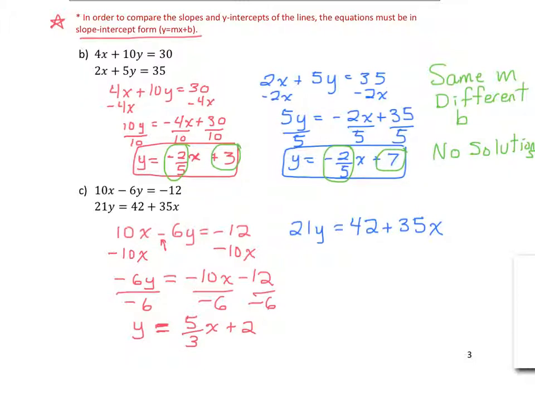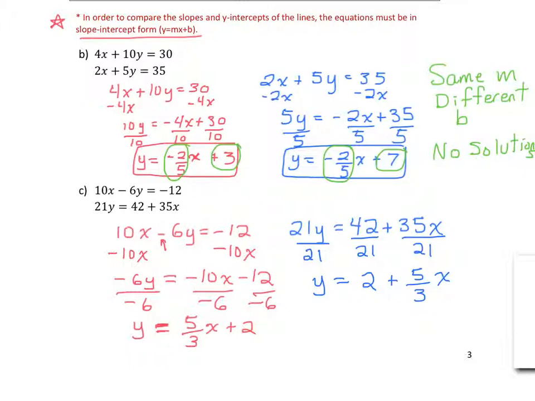For the second equation, y is already on the left side of the equation by itself. So we just need to divide every term by 21, and then we'll have y by itself. 42 divided by 21 is just 2, and 35x divided by 21 is going to be 5 over 3x. 35 divided by 21 simplifies to 5 over 3.